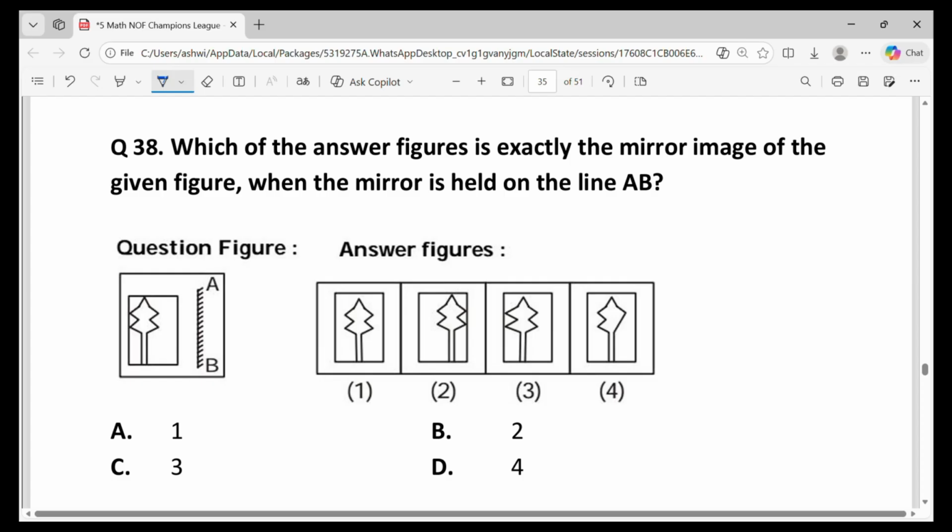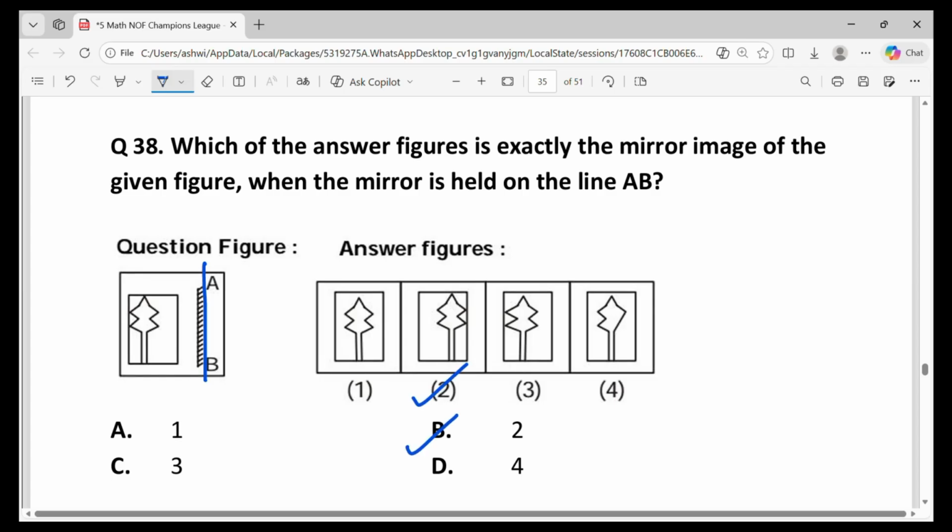Question 38. Which of the answer figures is exactly the mirror image of the given figure when the mirror is held on the line AB? The mirror is vertically held. The image will be laterally inverted. Sorry, that means right on left, left on right, top at the top and bottom at the bottom. So from this we can see the tree is drawn on the left of the box. So now it will be on the right of the box. That is option 2, that is B.